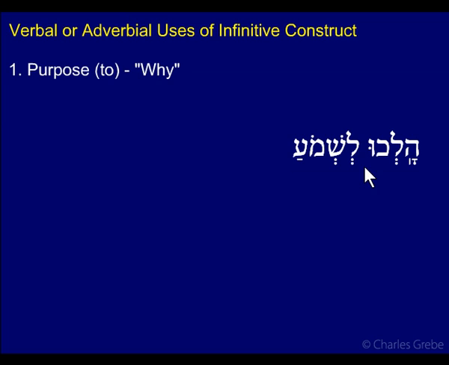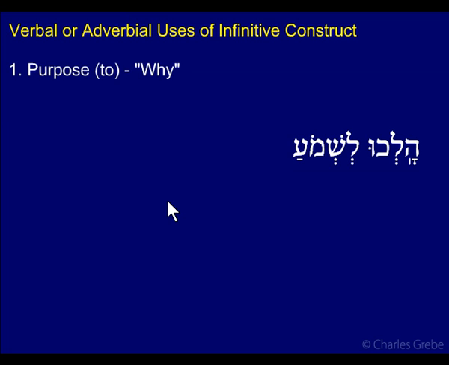So, for instance, we have halachu lishmoa. Halach is to go, to walk or to go, and this is our perfect form. Remember, this is one of the forms in the perfect with the vocalic ending, so we get pretonic reduction. Anyway, you can go back and review the perfect paradigm if you don't remember that. So halachu, they went, shama is to hear, they went to hear. Or to really emphasize the purpose meaning here, they went for the purpose of hearing. Okay? Why did they go? They went to hear. We're answering the question why. So the infinitive construct is answering why, and we translate with to.